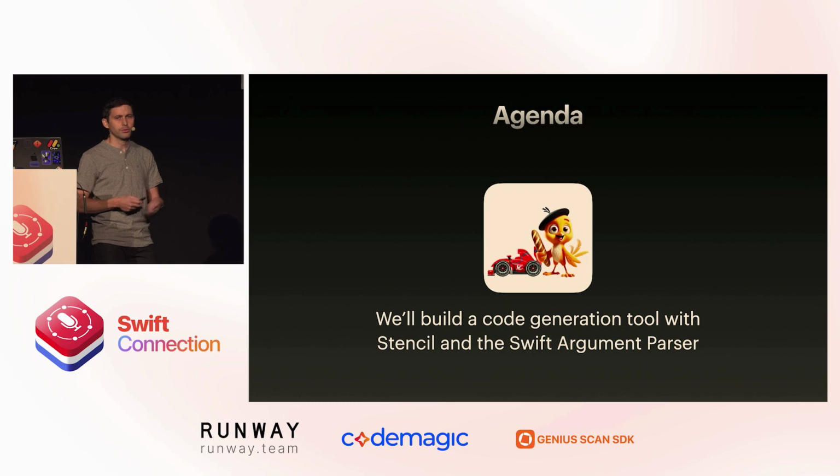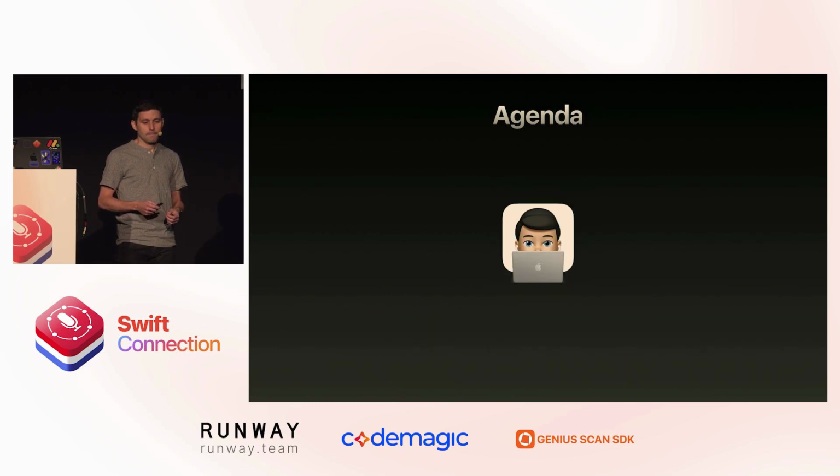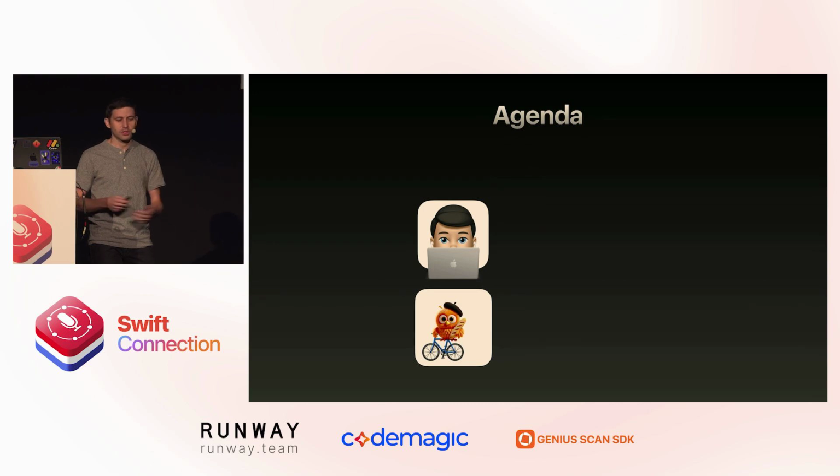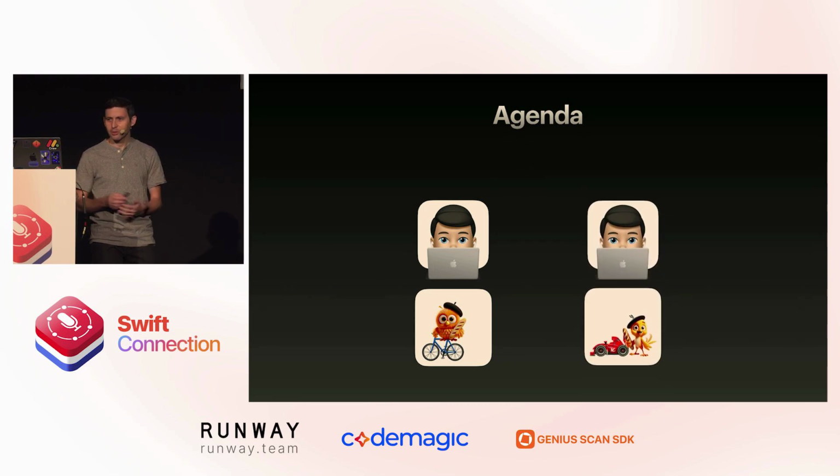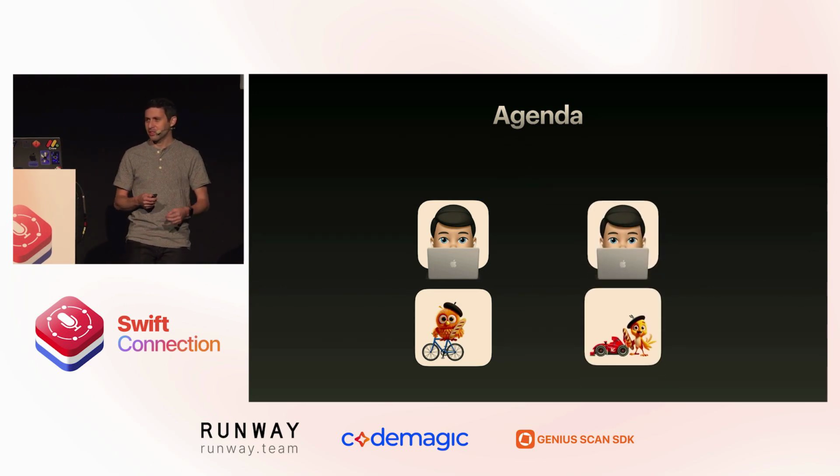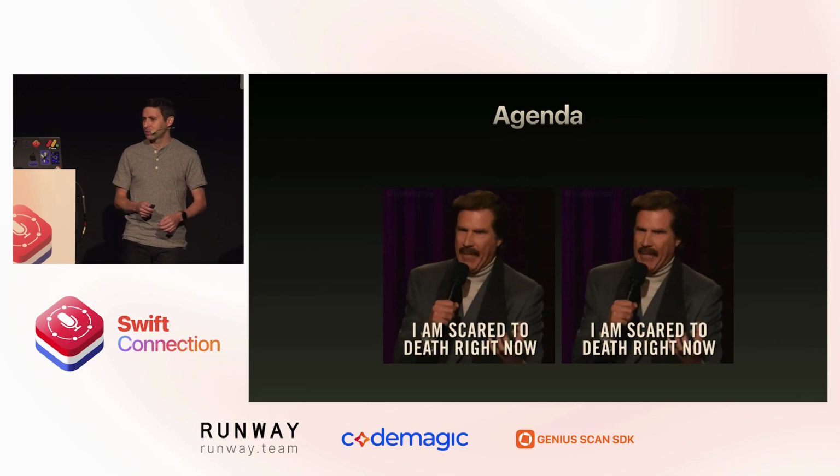We're going to use Stencil, which is a template language. We're going to talk about it soon. And it's going to be a live coding. The first one is going to be live coding, and what could go wrong? So we're going to do 2 live codings, and I'm not scared at all.